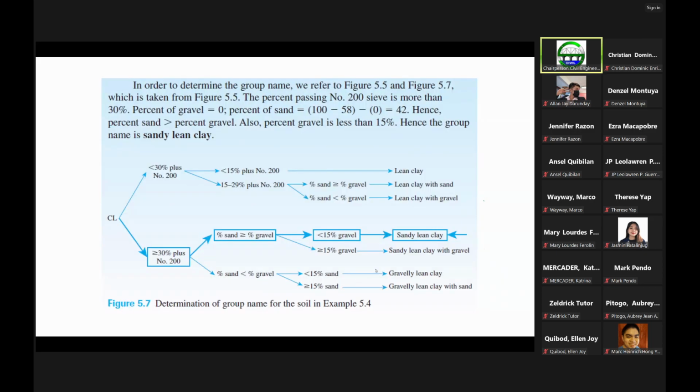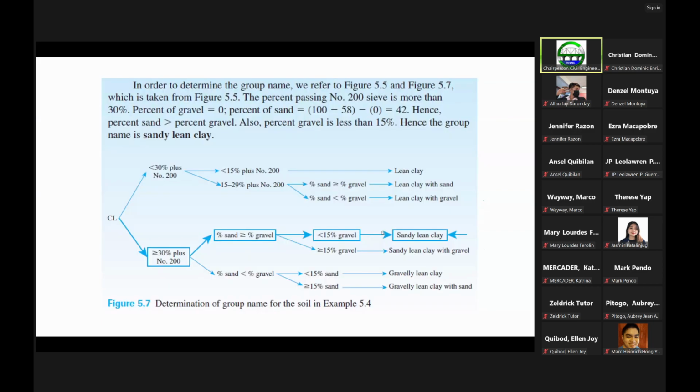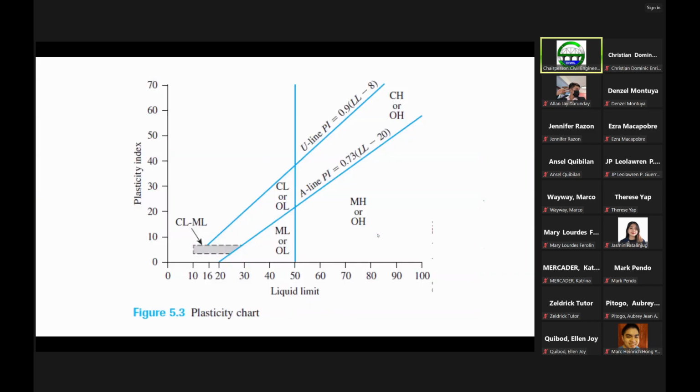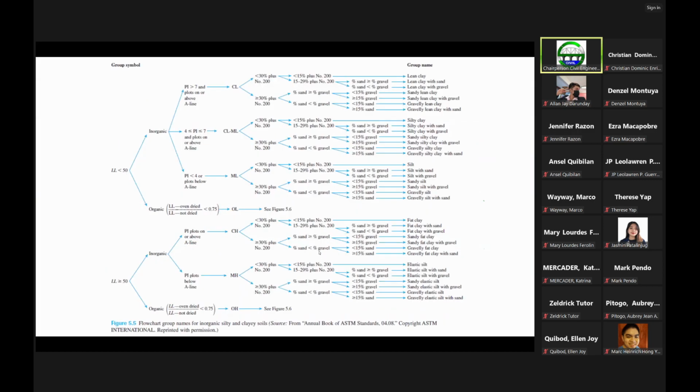Now, to determine the group name, because this is just a symbol, we refer to these figures here. So here we see that the liquid limit is less than 50. That's only 30. Then we presume that it is inorganic.